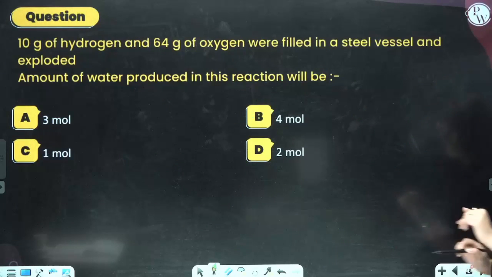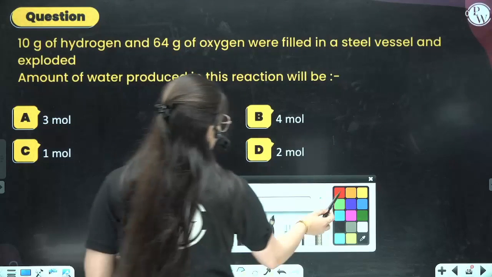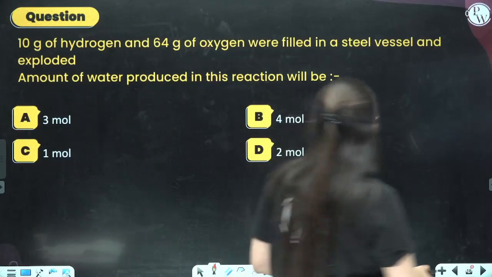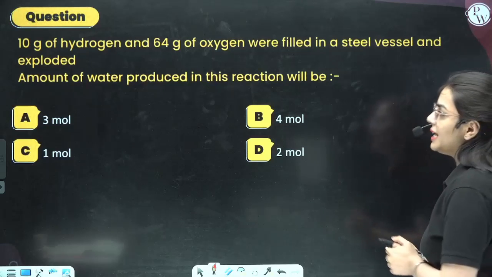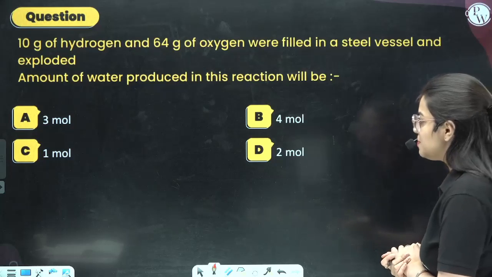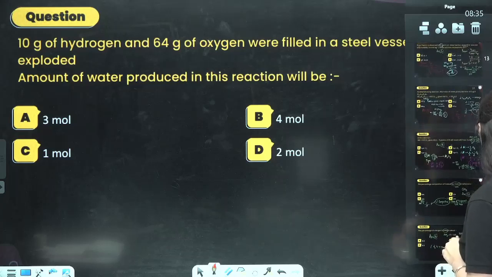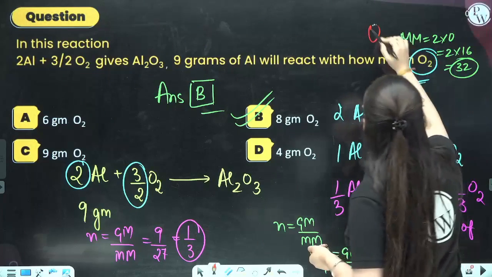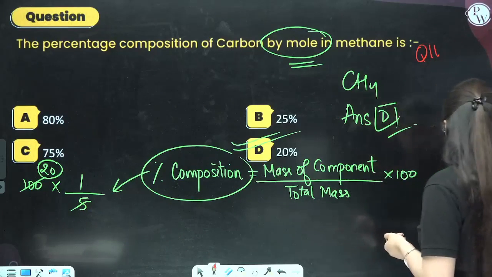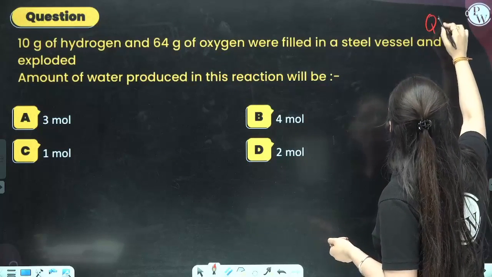Okay. Now, moving on to the next question, let me read it for you. 10 grams of hydrogen and 64 grams of oxygen were filled in a steel vessel and exploded. The amount of water produced in this reaction will be: A option is 3 moles, B is 4 moles, C is 1 mole, while D is 2 moles. Students, till then I'll write the question numbers which I forgot to write. So this was your question number 10th. This was your question number 11th. Now here came question number 12th. And now is your question number 13th.